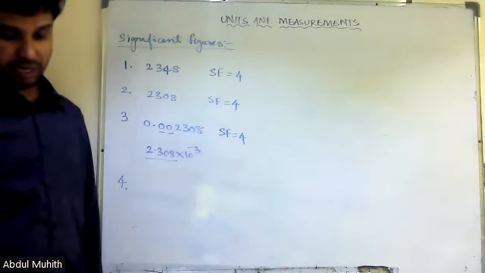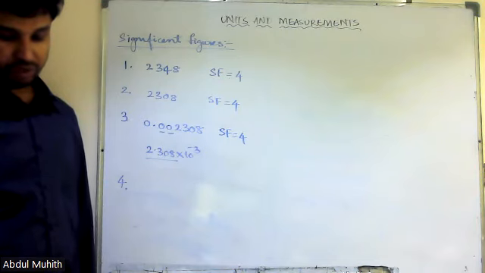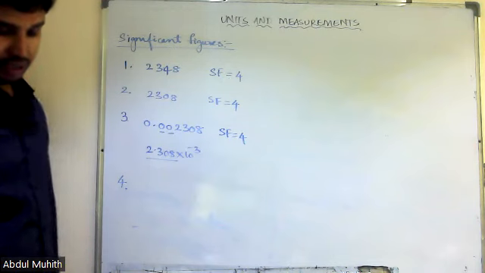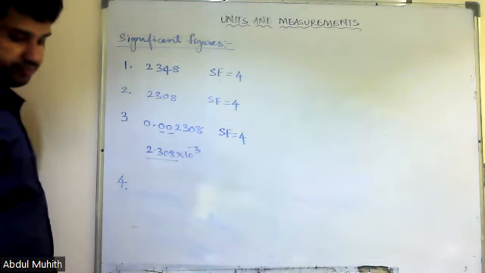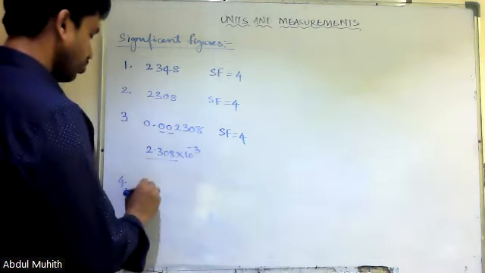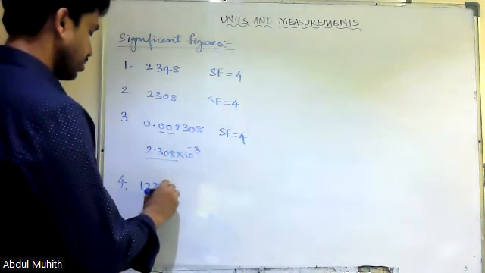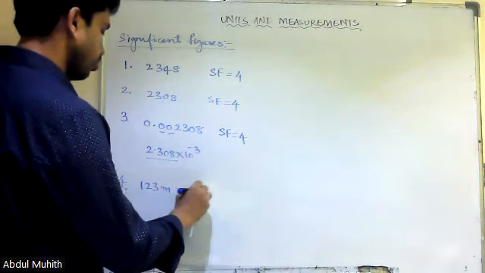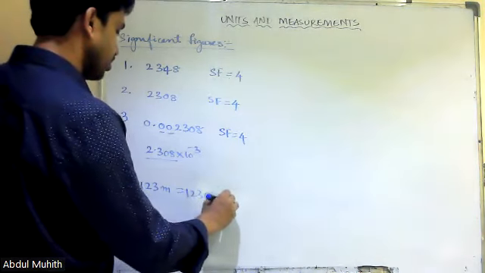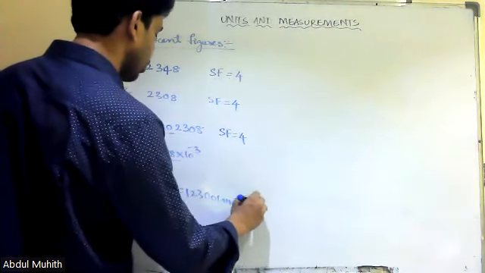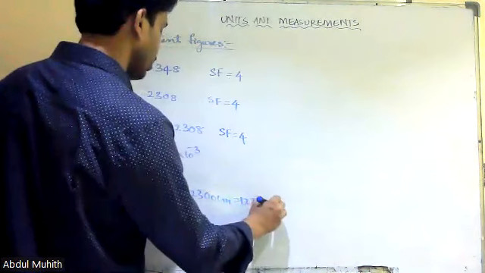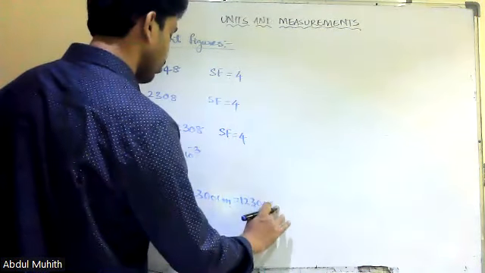The terminal or trailing zeros in a number without a decimal point are not significant. If it is 123 meters, it can also be expressed as 12300 centimeters. It can also be expressed as 12300000 millimeters.